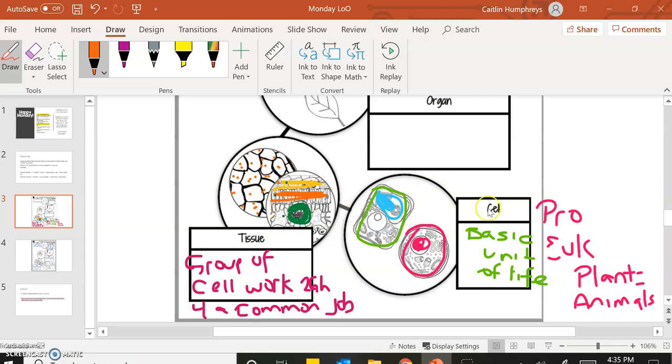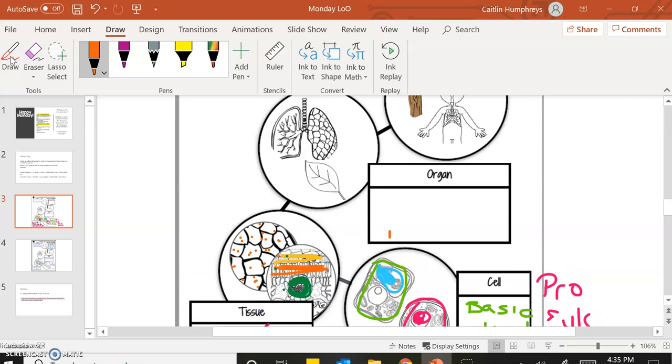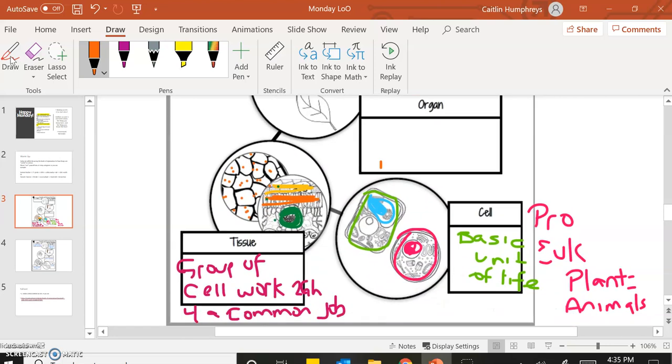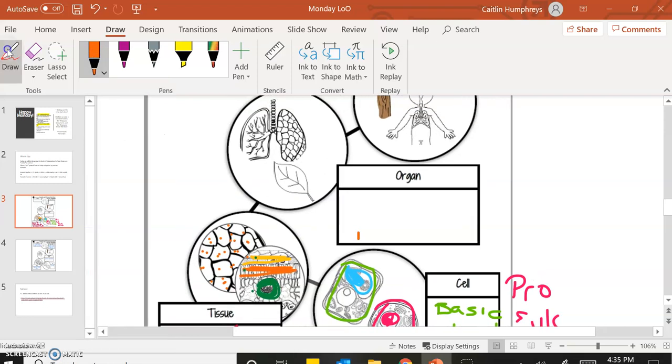So tissues are made up of cells. Organs are made up of tissues. So it goes in order. Cells make up tissues, tissues make up organs. Or backwards, organs are made up of tissues, tissues are made up of cells. So we're going to look at an organ, and an organ is a group of tissues. We just said that. An organ is a group of tissue that again come together to do a common job.